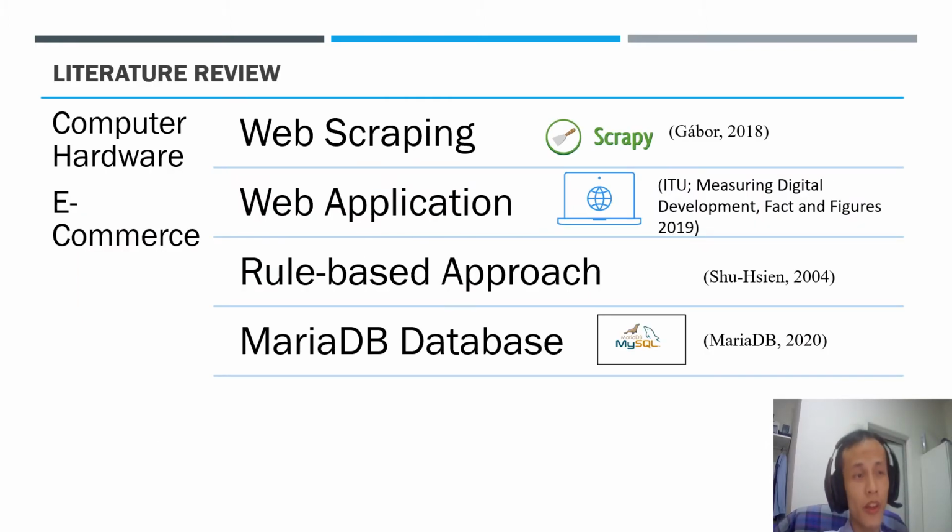The next central element for this project is web scraping. A scraping framework will be used to scrape three selected websites, which are All IT, Amazon, and Tech Hypermart. And the platform of this project is a web application. And the complexity for this project is a rule-based approach, which will be used to assist customers in building a computer system. And the database that will be used is MariaDB.